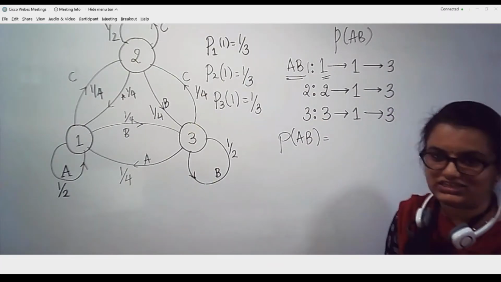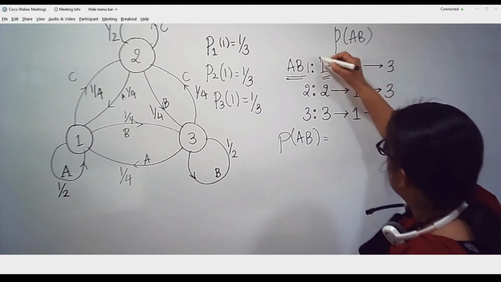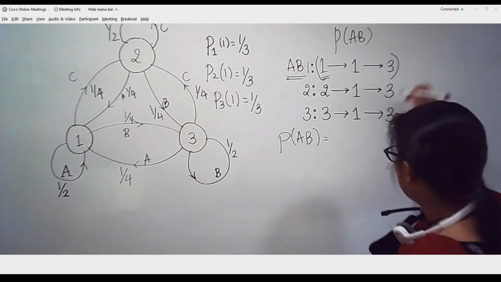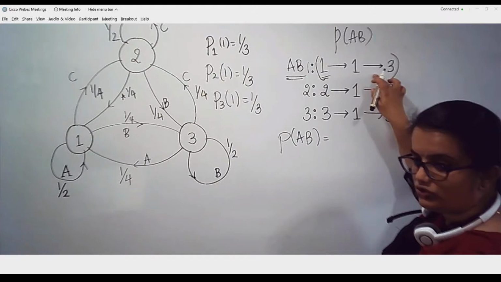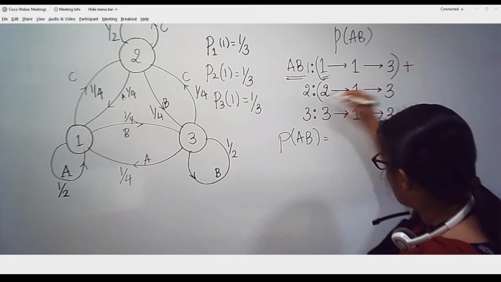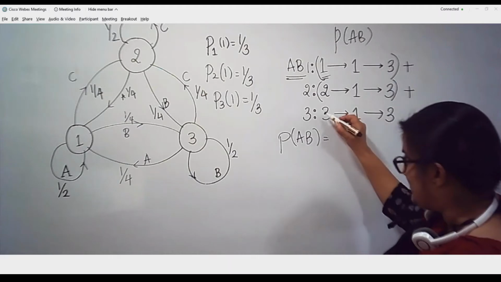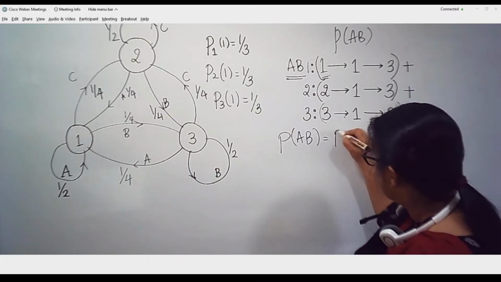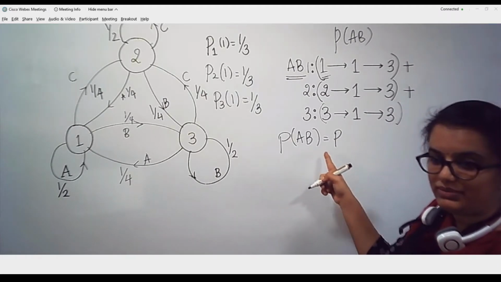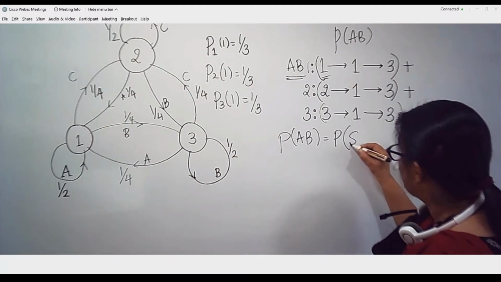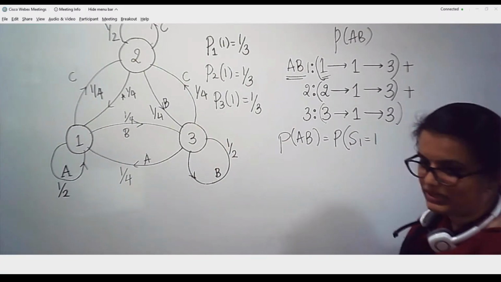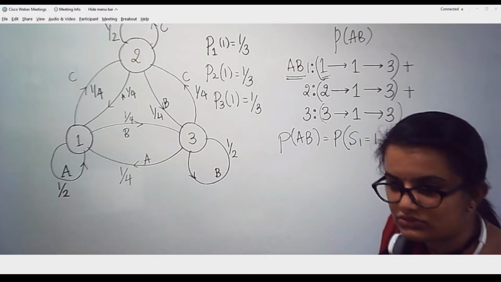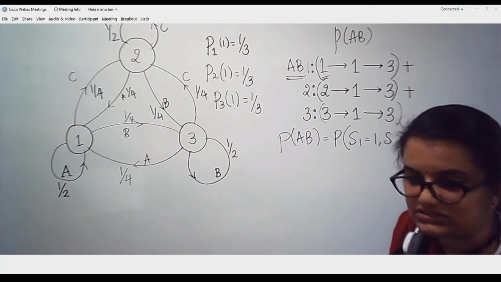So, for the probability of the message AB, I don't know from which state it is going to start. Therefore, the total probability of appearance of AB is the probability that it will go through this sequence plus the probability that it will go through this sequence plus the probability that it might go through this one. That means P of AB will be equal to the probability that it is going to begin at state S1 and then it is going to S2, the state S2 is also equal to 1.